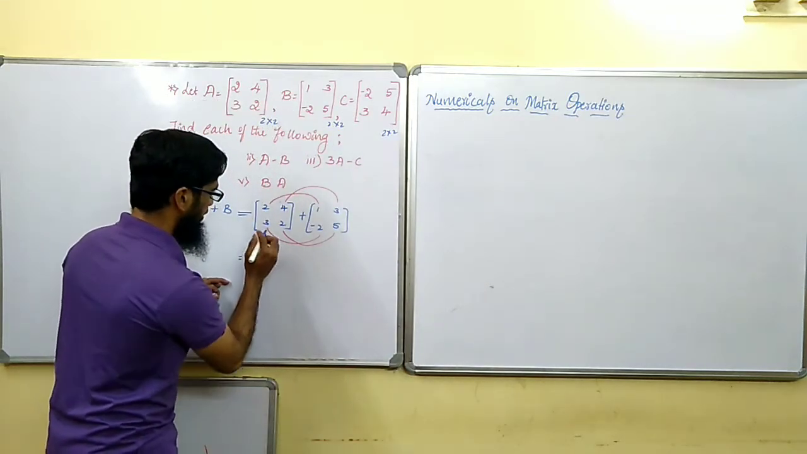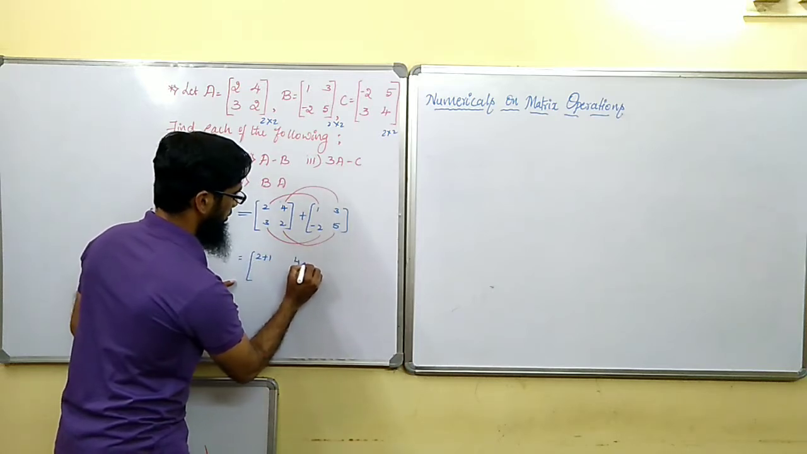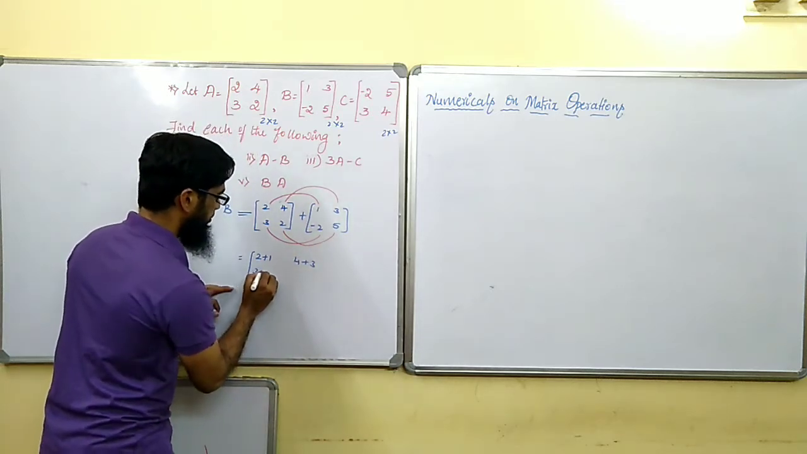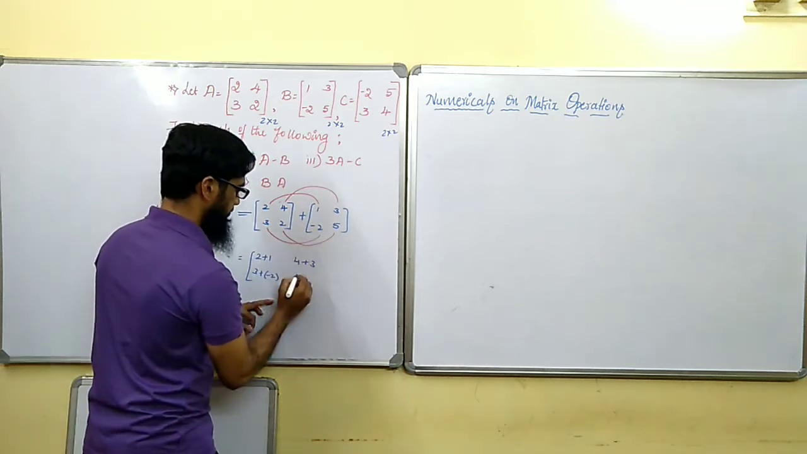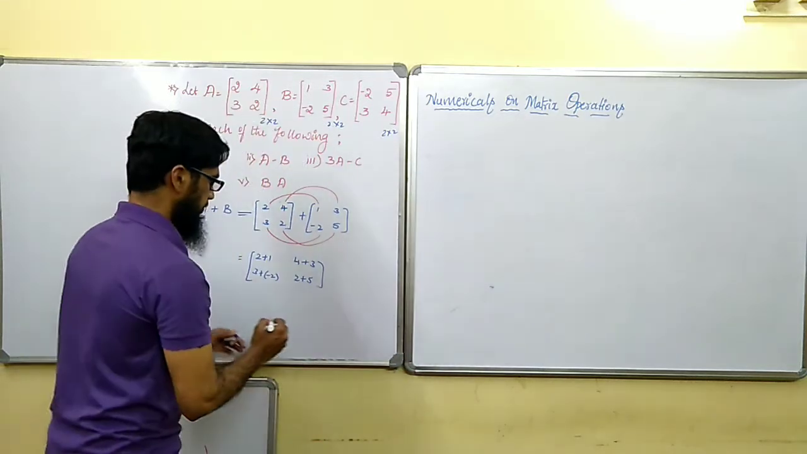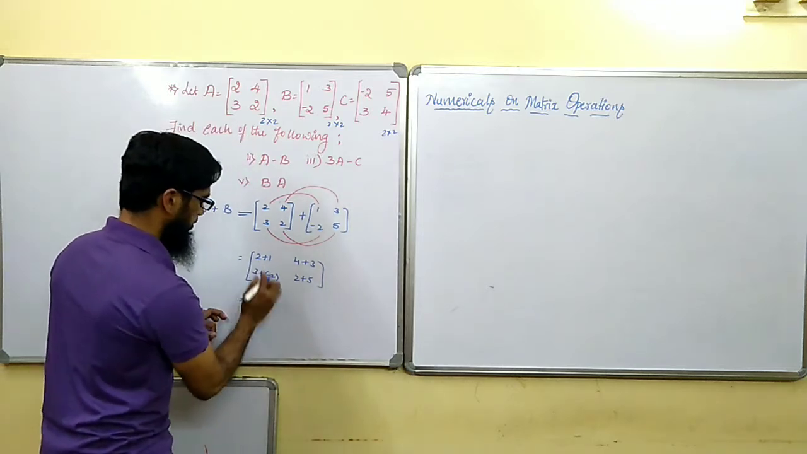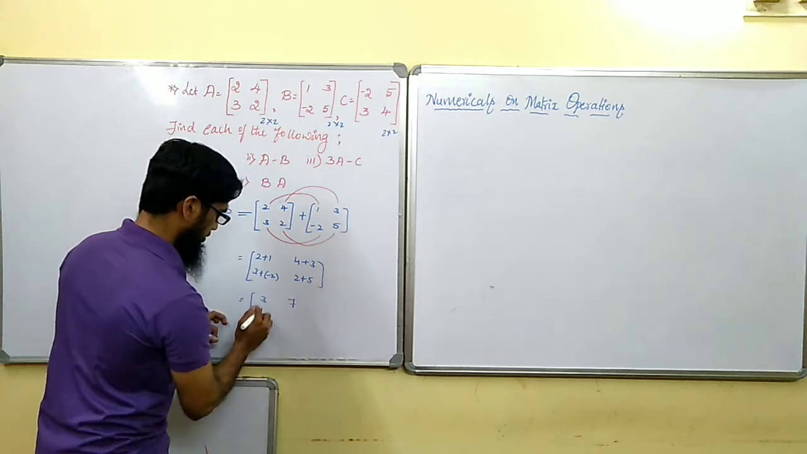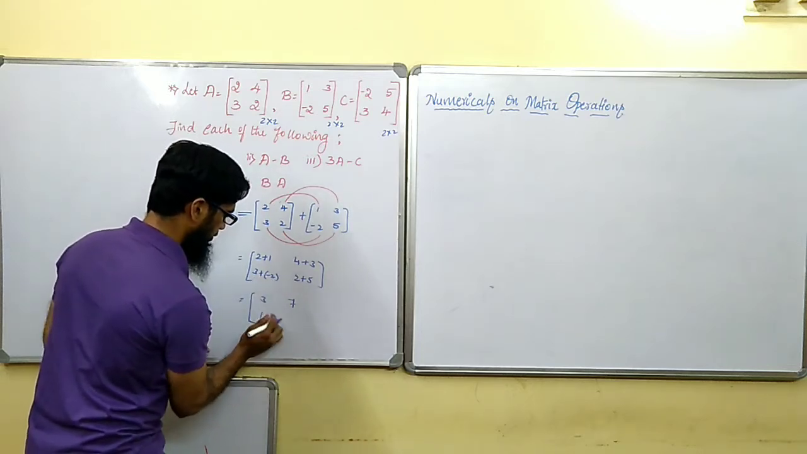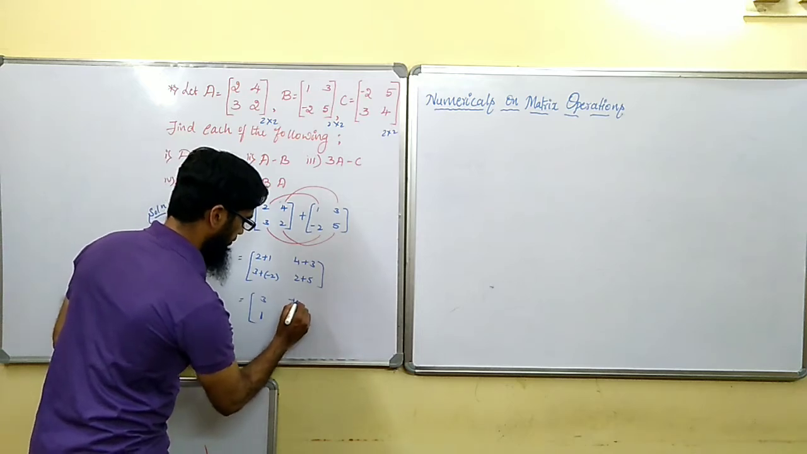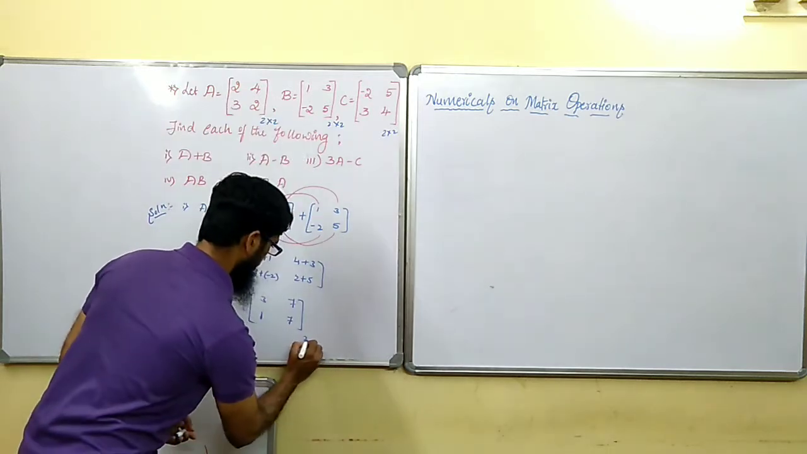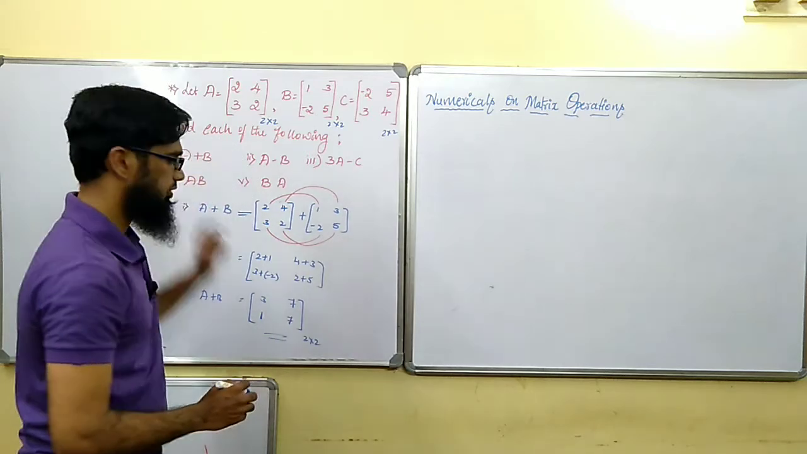Directly, it's 2 plus 1, then 4 plus 2 for the first row, second column element, again 3 plus minus 2, and again 2 plus 5. This is the addition of the matrices, adding the corresponding elements. Now the matrix we get is: 2 plus 1 is 3, 4 plus 3 is 7, 3 plus minus 2 is plus into minus is minus, so 3 minus 2 is 1, and 2 plus 5 is 7. This is the matrix A plus B, and again we can see it is also a 2 cross 2 matrix.